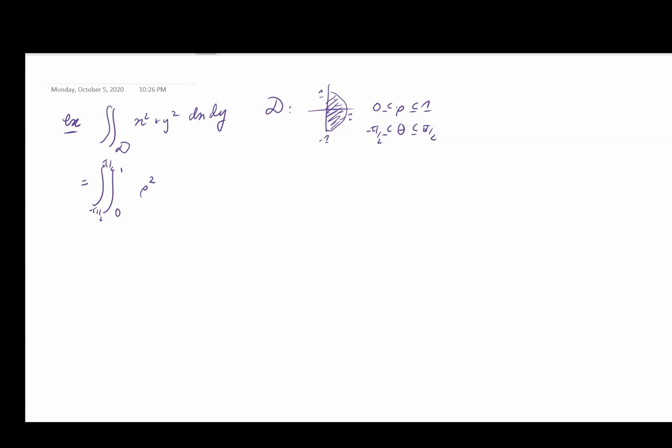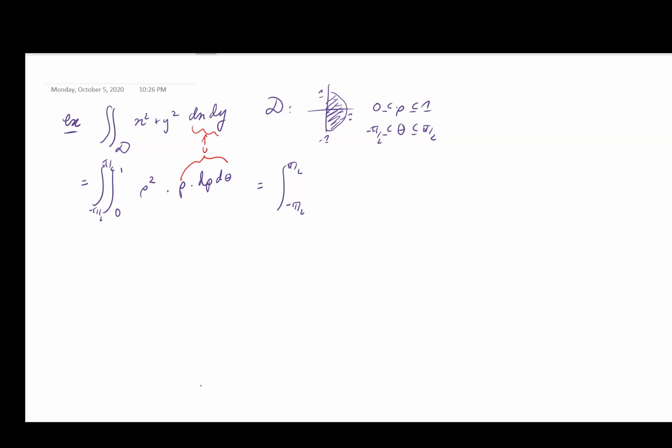Don't hesitate to pause and go on the exercise by yourself. Okay, and then I have to change, third thing, my dx dy into d rho d theta, and you know that that should be rho times d rho d theta. Okay, because that's what we found earlier, that the dx dy should be equivalent to. Okay, and then you just perform your integration.